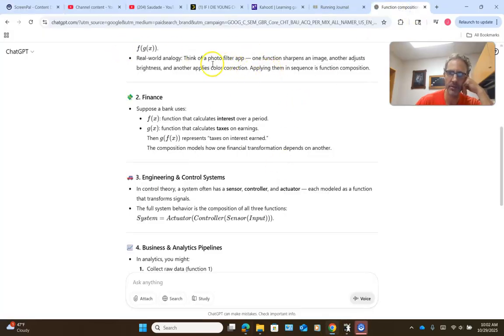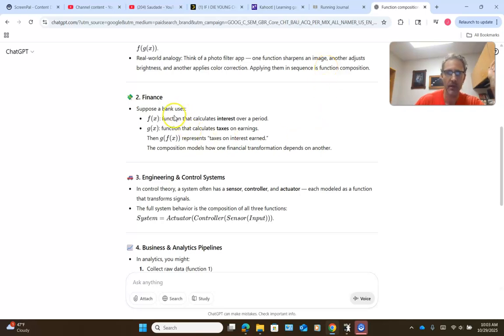I did a little search in ChatGPT. A photo filter app. Okay, one function sharpens an image, and I've actually used these in Photoshop. Another adjusts brightness, and another applies color correction. And so applying them in sequence would be function composition.